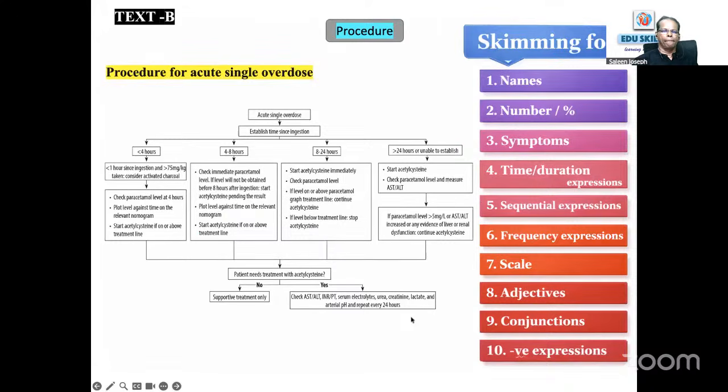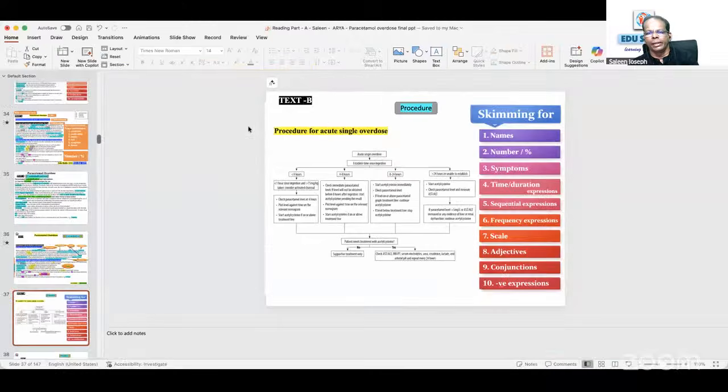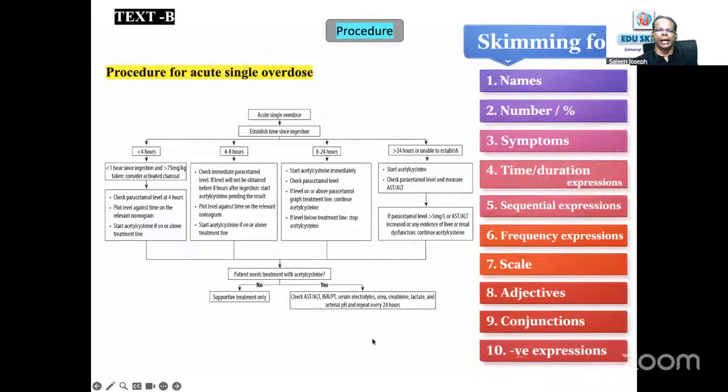Now, procedure for acute single overdose. What do I have to highlight here? I'll not be able to highlight because this is a table. What do you think is important here? Hours, numbers, acute single dose, less than 4 hours. These are the most important things. Acute single overdose, establish time since ingestion. Time, dose, then hours.